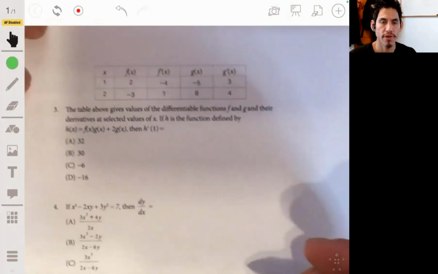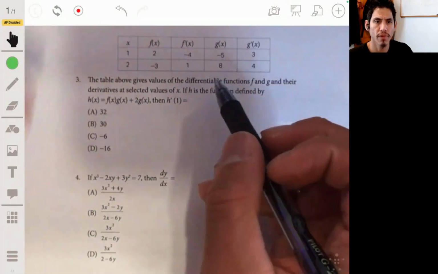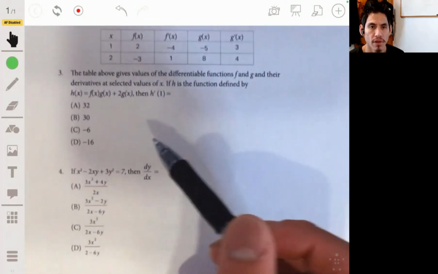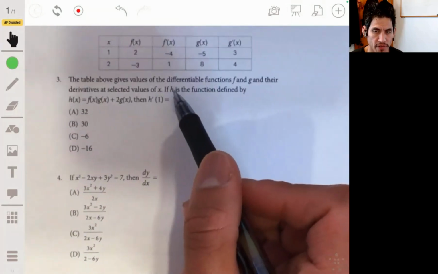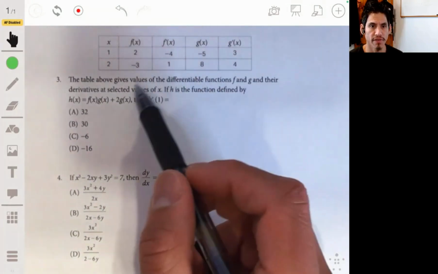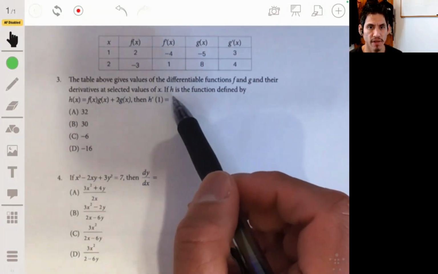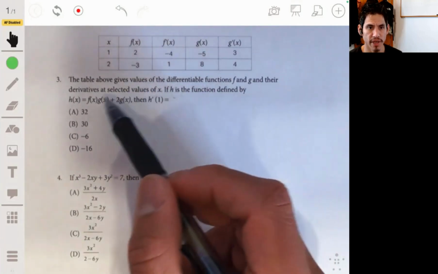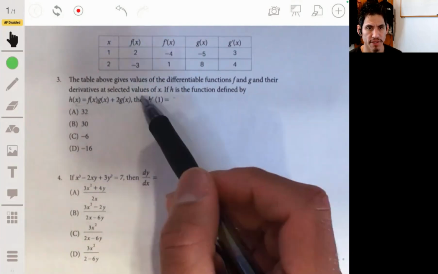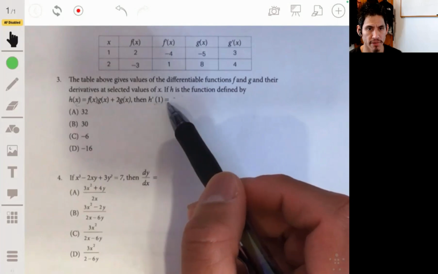All right, problem 3. The table above gives values of the differentiable functions f and g and their derivatives at selected values of x. If h is the function defined by h of x equals all this, then h prime of 1 equals.